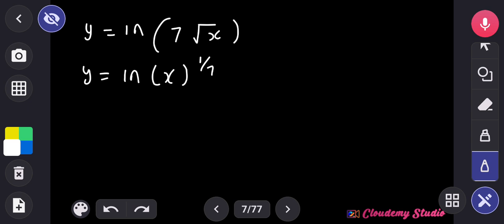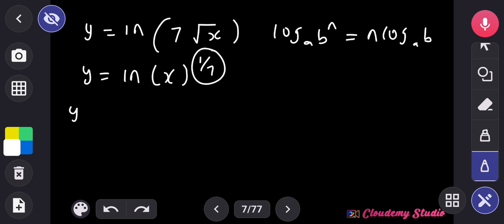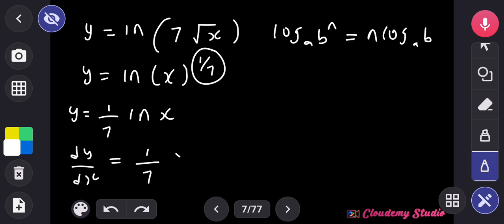Now, remember from the law of logs, if you have log of a to the power n, this n will come to the front and become n log a. Which means this 1 over 7 can come to the front, and we are going to have 1 over 7 ln x. Now I can differentiate ln x, and we have dy over dx equals 1 over 7 multiplied by 1 over x, which equals 1 over 7x. That's the answer for this particular question.